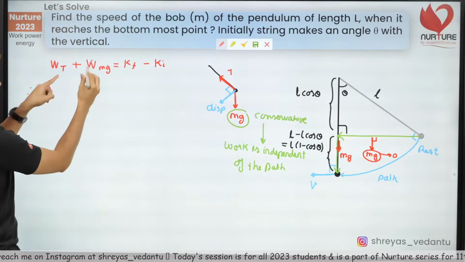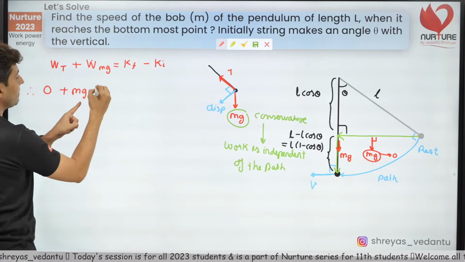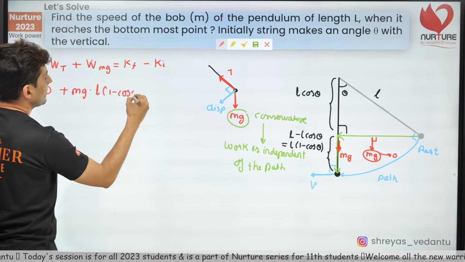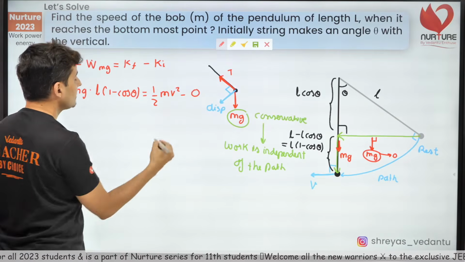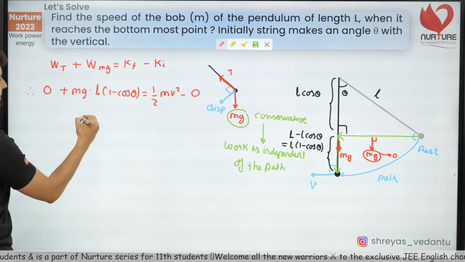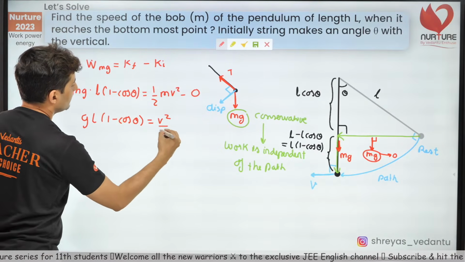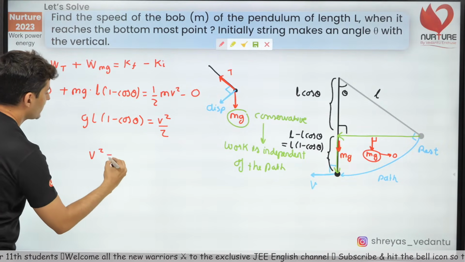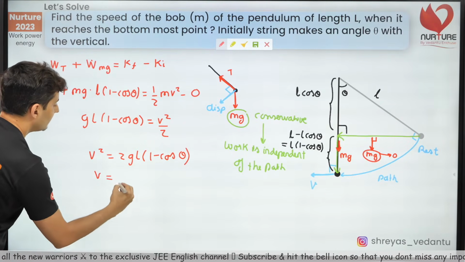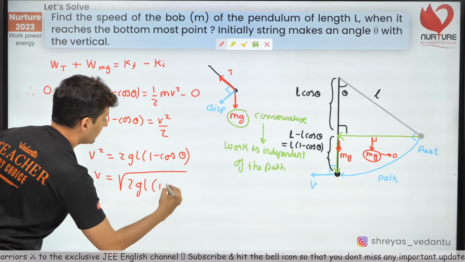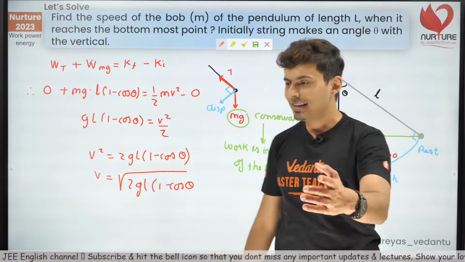Now let's use it. So work done by mg, how much will it be? mg into displacement, L into 1 minus cos theta. Final energy is half mv squared. Initial energy is 0. m goes. So gL(1 minus cos theta) is equal to v squared by 2. 2 goes there. So v squared will be 2gL(1 minus cos theta). Therefore v will be root of 2gL(1 minus cos theta). That's it. Done, done, done. What a brilliant question.